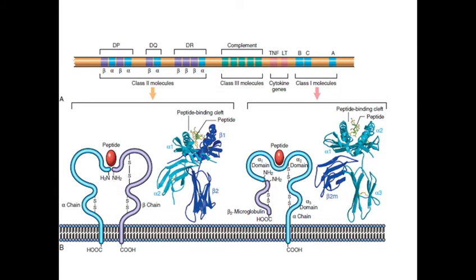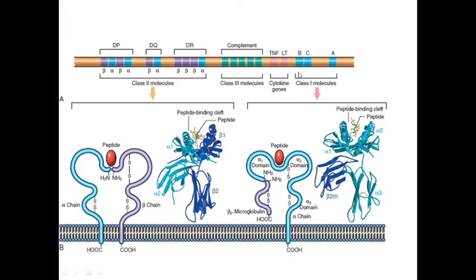Let us discuss the histocompatibility molecules first. Antigen presenting cells present antigen to the T cells via the histocompatibility molecules. These histocompatibility molecules are coded by HLA genes located on the short arm of chromosome number 6, 6p. There are three classes of HLA genes.